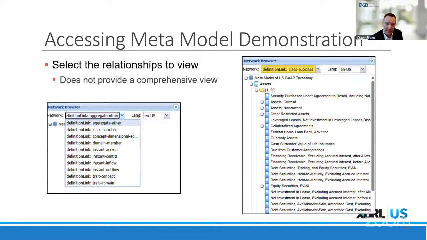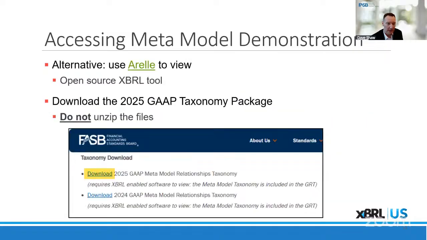Our online viewing tool is a bit limiting in the way in which it presents the relationships, in that you do not really get a comprehensive view. You can only see one relationship at a time. And so while it's helpful, it's not as helpful as it could be. So I want to take a little bit of time to go through an alternative means of accessing it.